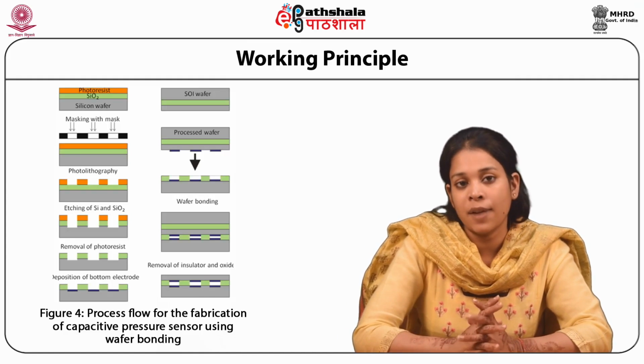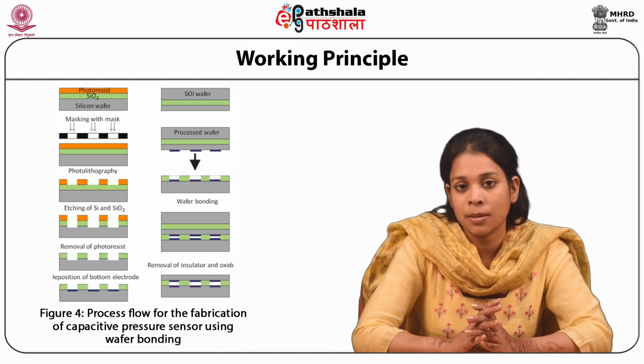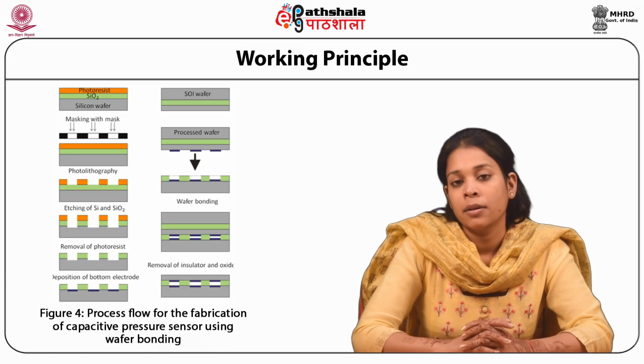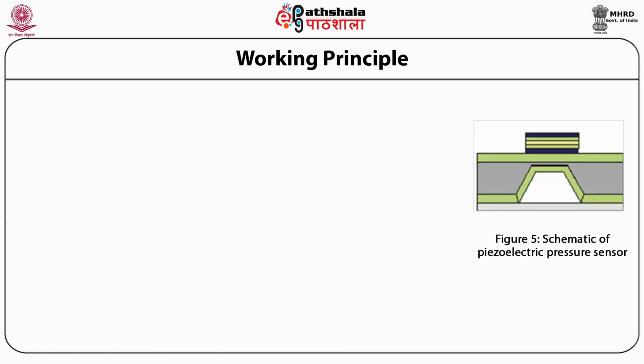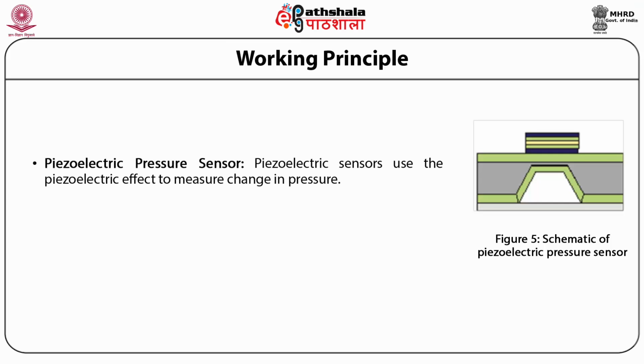So this complete device is the capacitive pressure sensor, and it is obtained by removal of the insulator in the SOI wafer. Now the next pressure sensor is the piezoelectric pressure sensor. Piezoelectric sensors use the piezoelectric effect to measure the change in pressure. So students, you can see the schematic of the pressure sensor shown in the slide. In this case, zinc oxide is taken as a piezoelectric thin film on the N-type silicon wafer using 100 orientation.